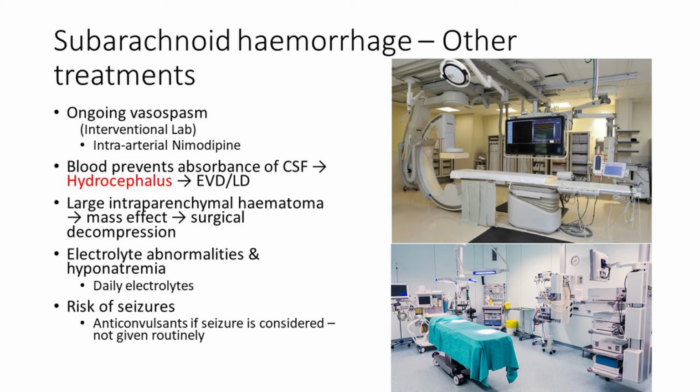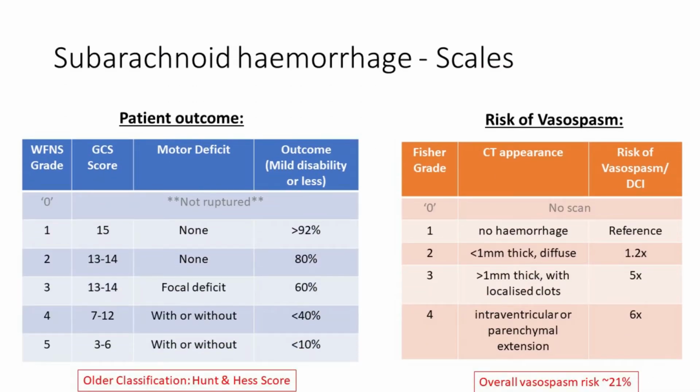So the other thing with subarachnoid patients is just to be aware if they're having ongoing vasospasm and there's concerns regarding this, they can go back to the interventional lab and have intra-arterial nimodipine. The other side of it is patients often graded when they first come in. The most common grade is the WFNS, and this basically predicts the patient outcome, how well they do afterwards, with one being a good outcome, a good grade, whereas grade 5 is a very poor grade subarach.